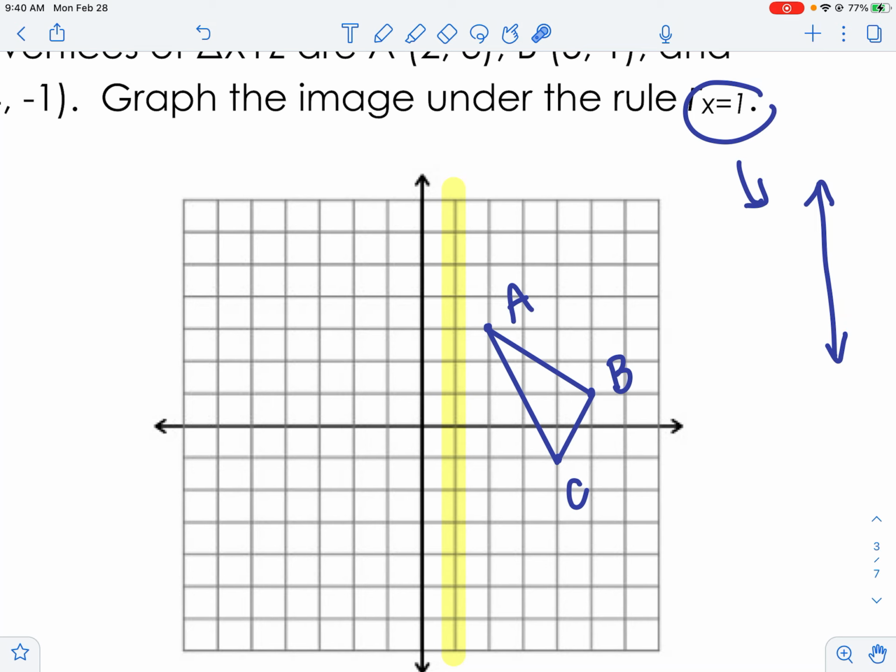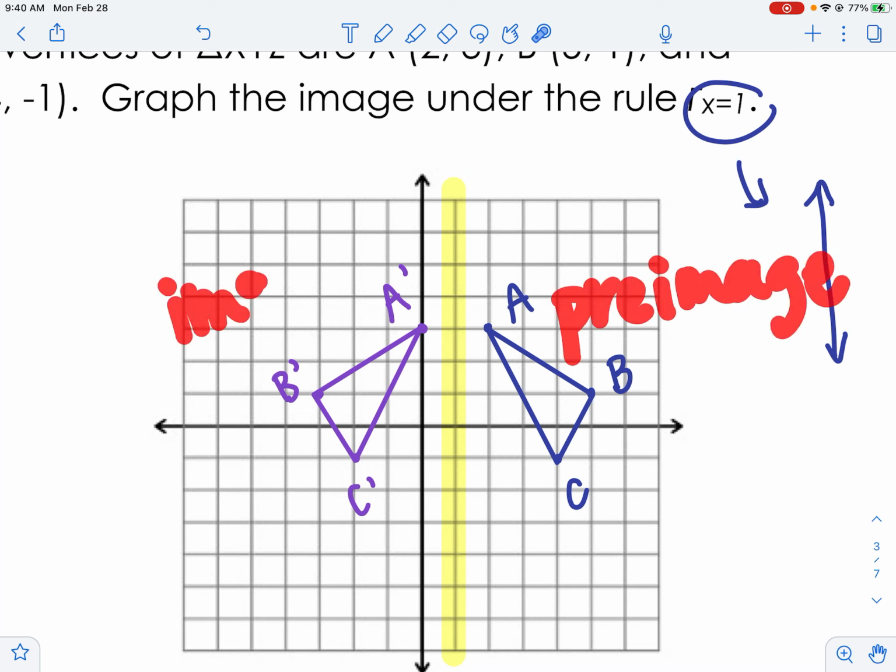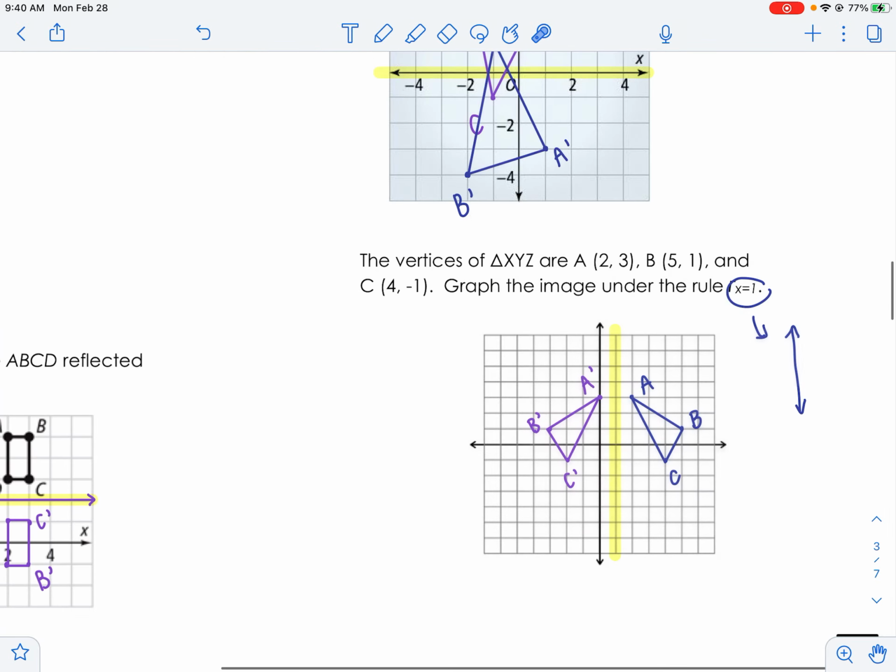And you can pause if you need more time, but hopefully you're on the right track. If A is 1 to the right, then A prime should be 1 to the left from my mirror of reflection. There's A prime. If B is 1, 2, 3, 4, then I'm going to go to the other side, I'm going to go left 4, right there. There's B prime. And if C is 3 to the right, then C prime should be 3 to the left, right there. And there's my flipped triangle. Notice that I labeled everything with the primes, so it's very clear to tell that this is my pre-image, or my old one, and that this one over here with the primes is my image, or my new one.